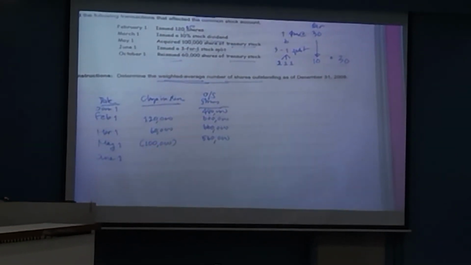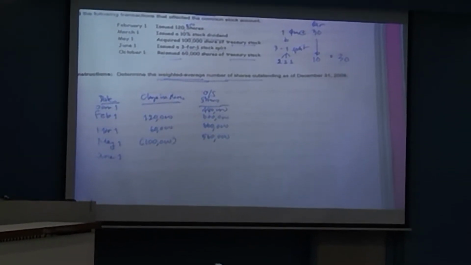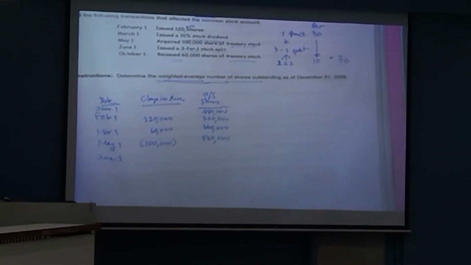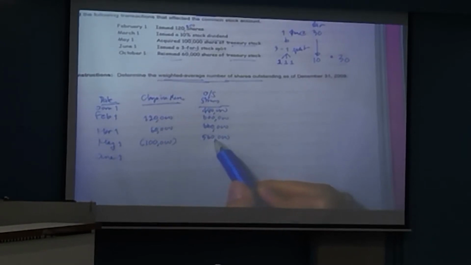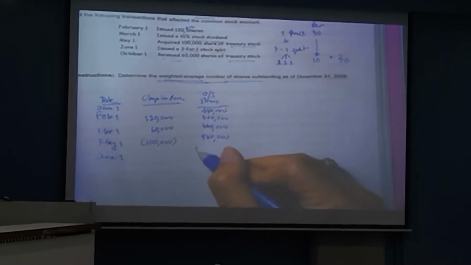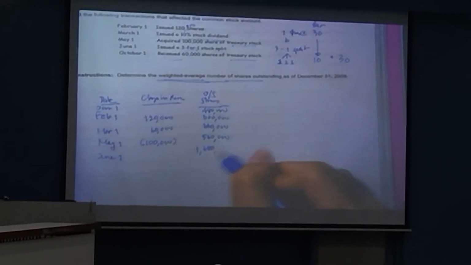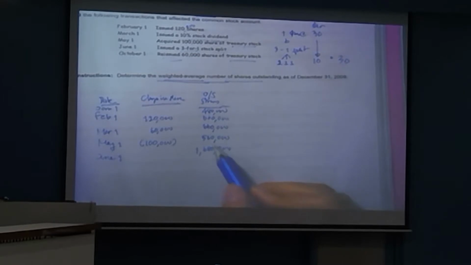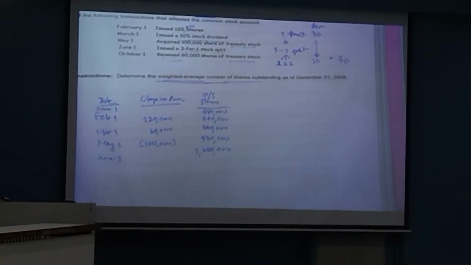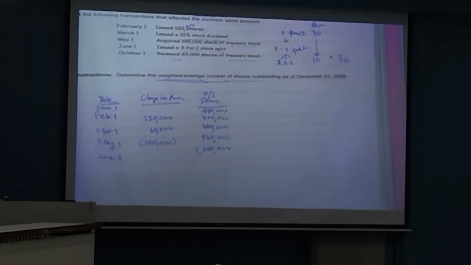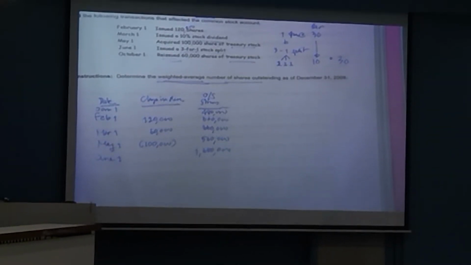On June the 1st, you do a 3-for-1 split. Do we have money coming in? The answer is no. We just do a share split. So it means the 560,000 shares are multiplied by 3. From 1 share it turns into 3. The outstanding shares now go from 560,000 to 1,680,000. Alright?